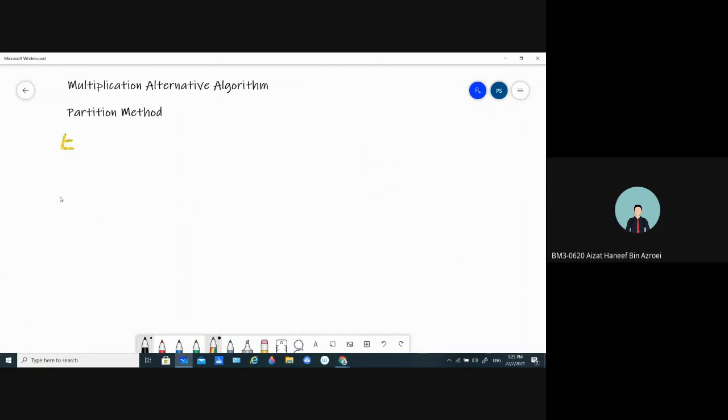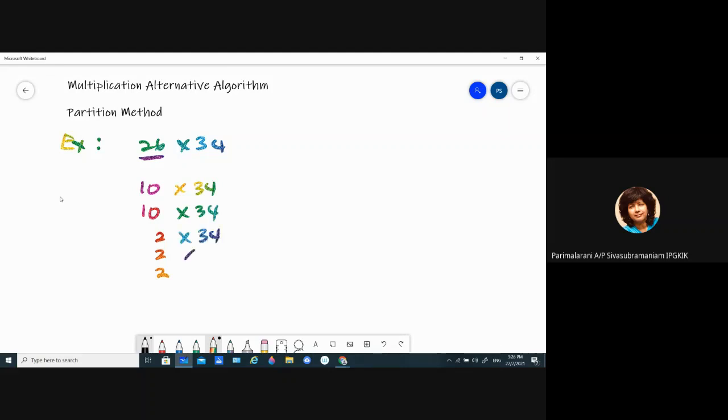Partition method is like this, example. 26 times 34. We partition one number first, okay? Say we partition 26 first. 26, we can partition it to 10, 10, 2, 2, 2, correct? We can break this down so that it's easier to multiply. 34, we don't partition. So 10 times 34, 10 times 34, 2 times 34, 2 times 34, 2 times 34. Straight away we know that is 340, 340, 34 times 2 is 68. Also can be done mentally, all these things, okay? And we add this up, so we will get 884, okay?